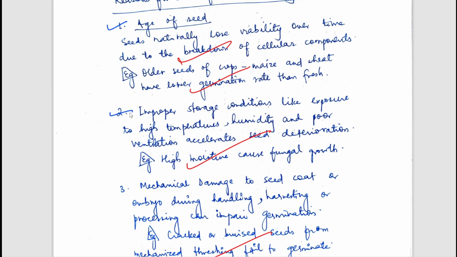Secondly, improper storage. Due to improper storage, the seed is not able to maintain its viability properly. There are uneven temperatures, uneven humidity, poor ventilation. Sometimes there are pest attacks. All these things lead to seed deterioration. Sometimes there are mechanical damages also. There are some fungal infections, bacterial infections. All these things reduce the viability of seed.